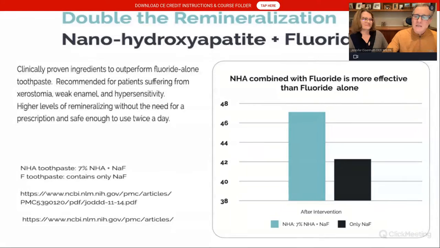For a lot of your patients that have xerostomia, a lot of them are on prescription medication, or in many cases, they already have an underlying health issue. And so if we can find a cleaner option than high prescription fluoride toothpaste, that's just a wonderful thing.